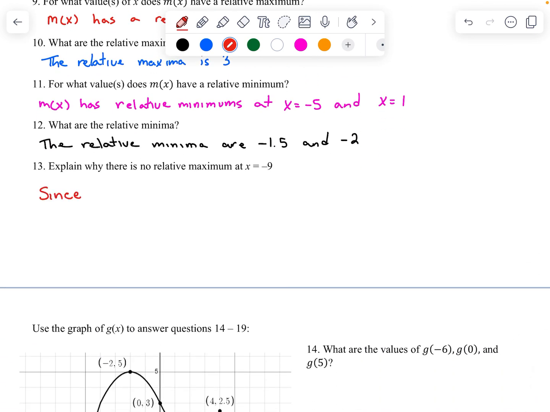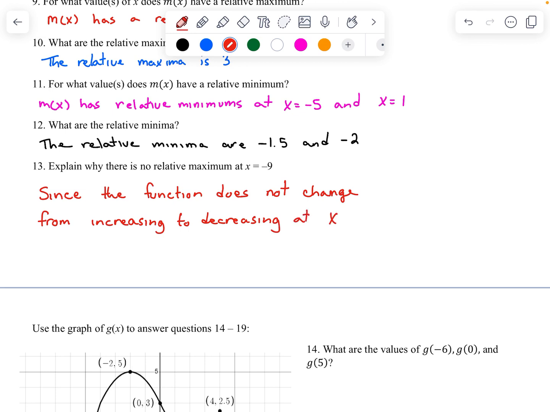So what we can say is that since the function does not change from increasing to decreasing at x = -9, there is no relative maximum at x = -9. And we are done.